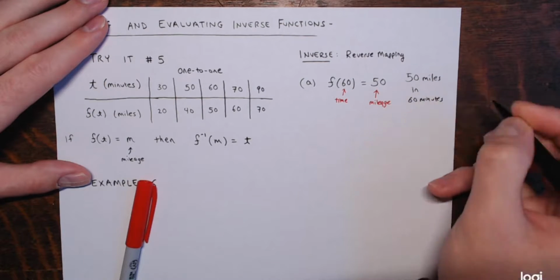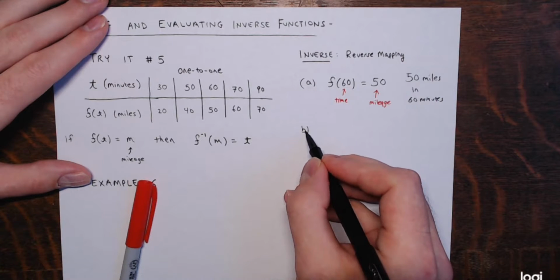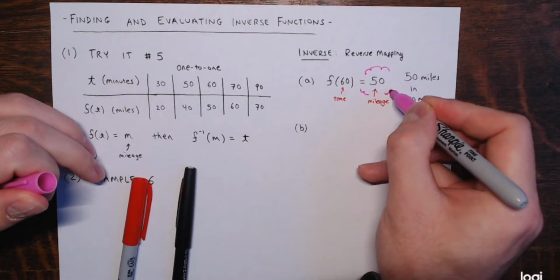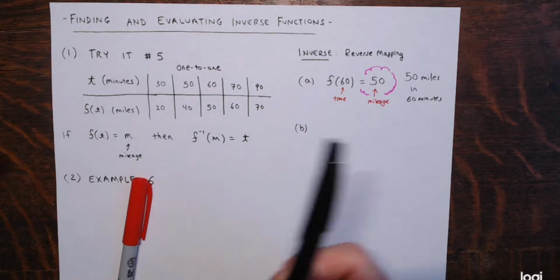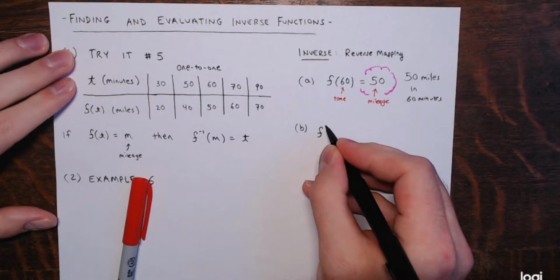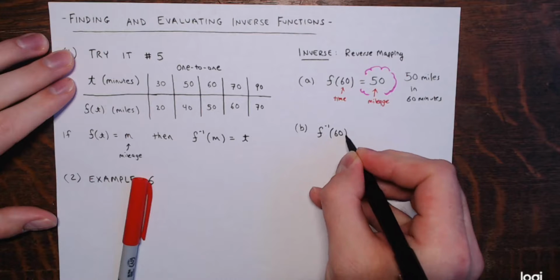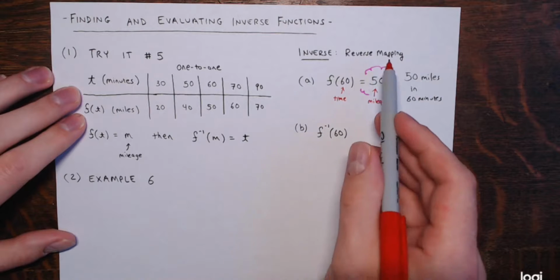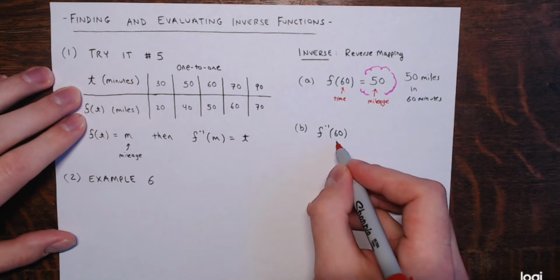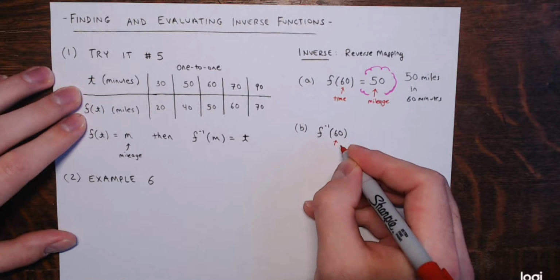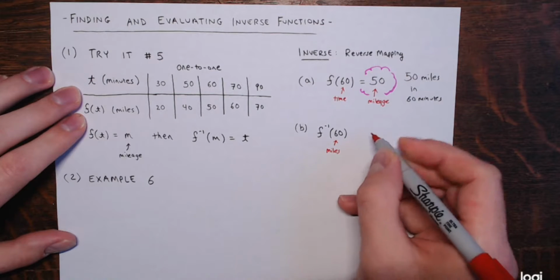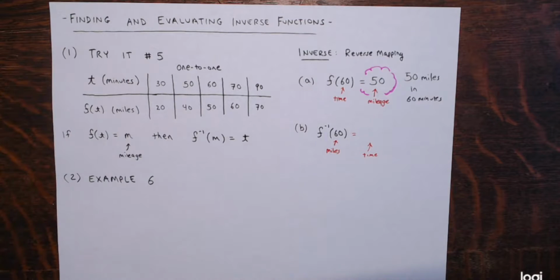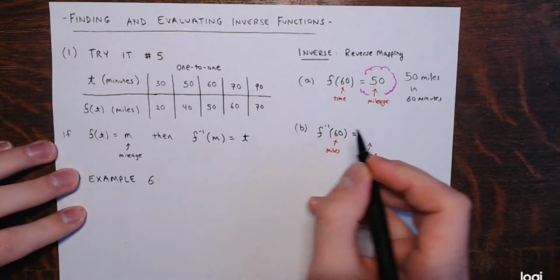Now part B, maybe I'll put this in a little box. This is what they wanted from part A, it's 50. Now part B asks for what is f inverse of 60. Being that this is f inverse, it reverses the original mapping. So instead of the input being time and the output being mileage, this is an input of miles, and the output needs to be a time in minutes. So basically, just look at it the other way, reverse the mapping.